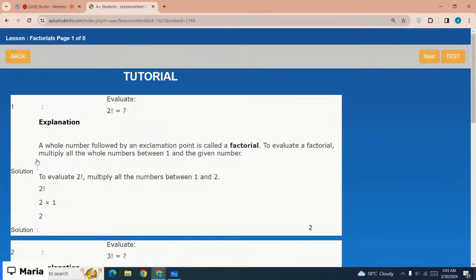For example, here you are given 2 factorial. You have to multiply 1 times 2, right? Because from 1 until the given number you have just 1 times 2. So 1 times 2 is 2. You got it?